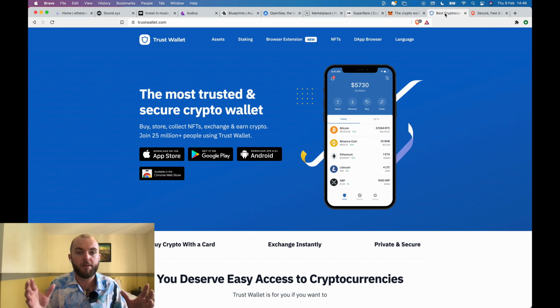An alternative that you might be interested in is the Trust Wallet. This has a really nice app that goes along with it, as well as is very easy to integrate with a whole variety of protocols.